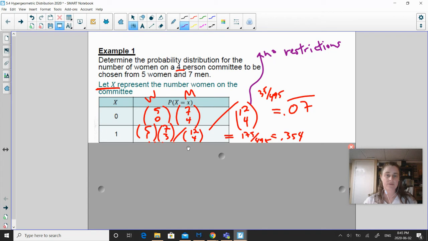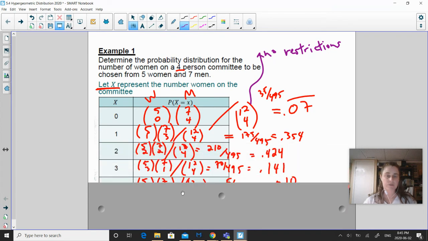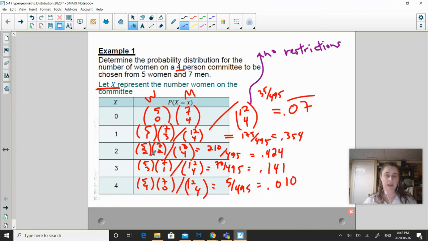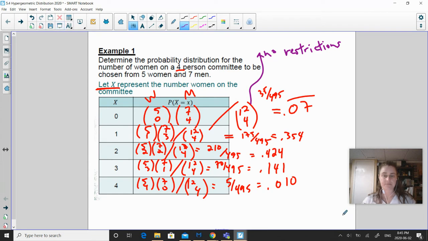So we're well on our way for our distribution. We still have to do it for 2, for 3, and for 4. And it follows the same pattern. And you can do your calculations to get your fractions or your decimals. And that would be the probability distribution.